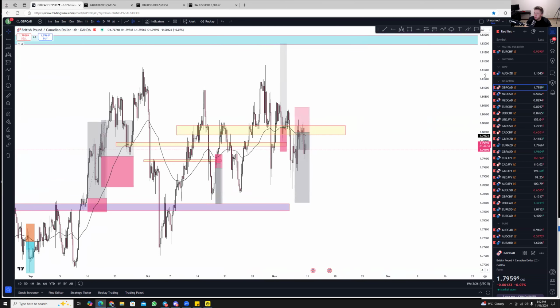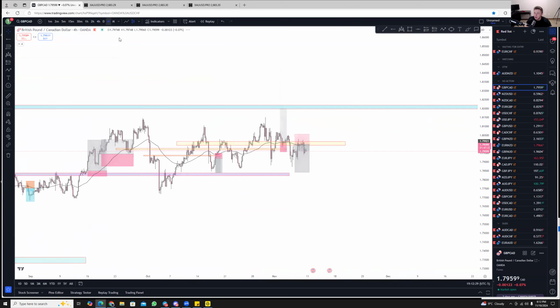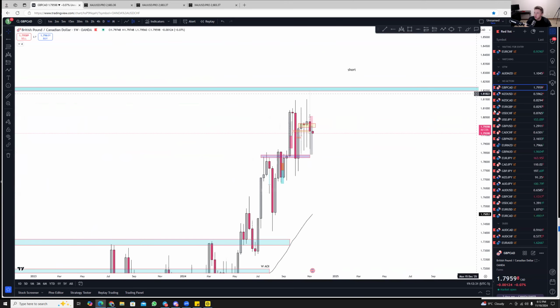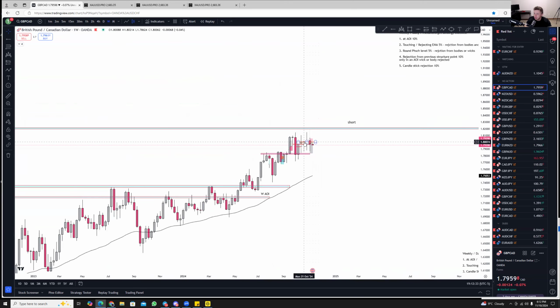Next one is GBP CAD. All right, now let's start this one all over. All right, let's delete all these bot lines here and all these lines that don't matter.